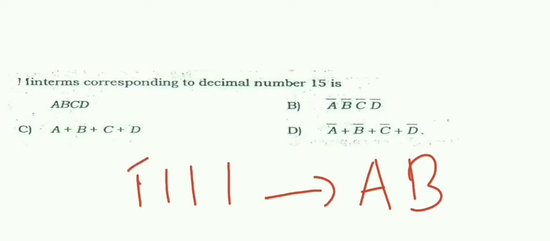So 1 means you put A, 0 means you put A bar. Like that, 1 means you put B, 0 means you put B bar. So A, B, C, D. So the min term is A, B, C, D.